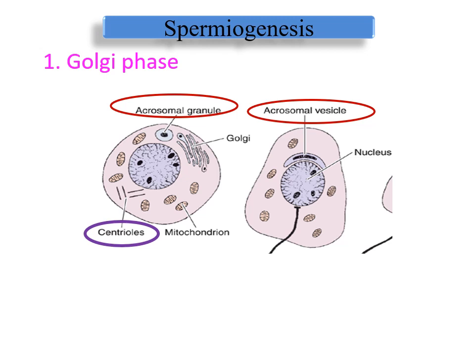Okay, this is the Golgi phase. In the Golgi phase, you have small PAS positive granules that are present in the Golgi. They fuse together to form the acrosomal vesicle. The two centrioles, each one of them move in different direction.